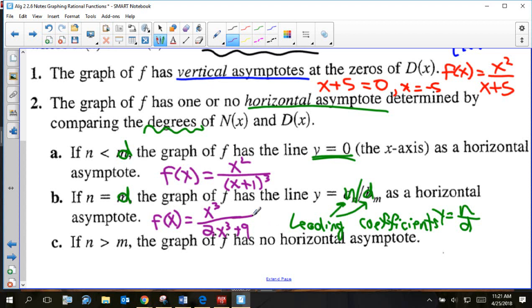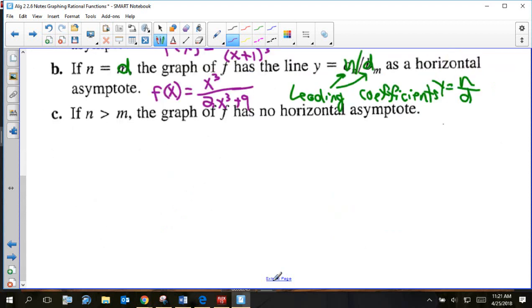We have a degree of 3 on the bottom. These are not going to factor and cancel. Okay, I just want to make sure we're doing that. So we have the same degree on top and bottom. So how do we find our horizontal asymptote? It's going to be y equals, and then we put the leading coefficient on top over the leading coefficient on the bottom. So what over what? The number in front. So you just take 1 over 2, and that's it. So we have a horizontal asymptote at y equals half.